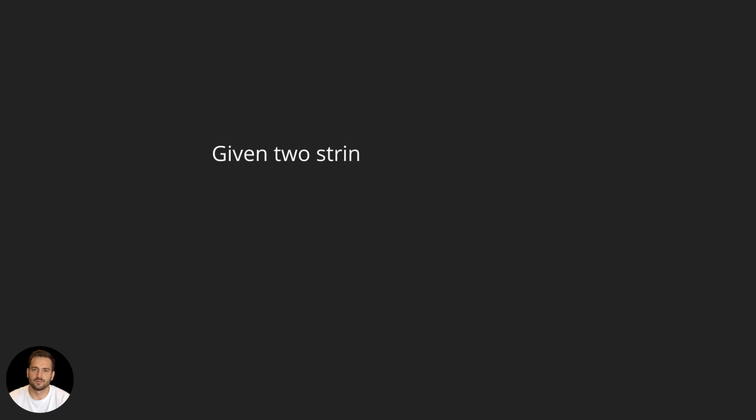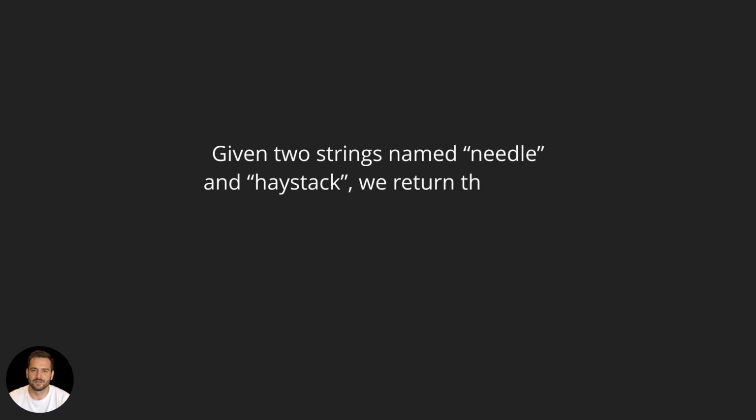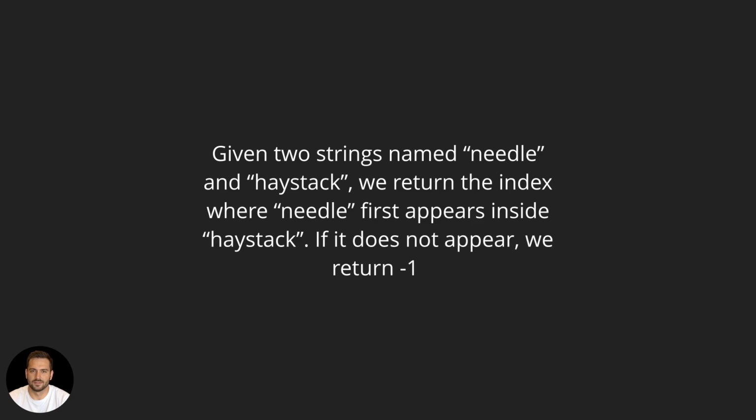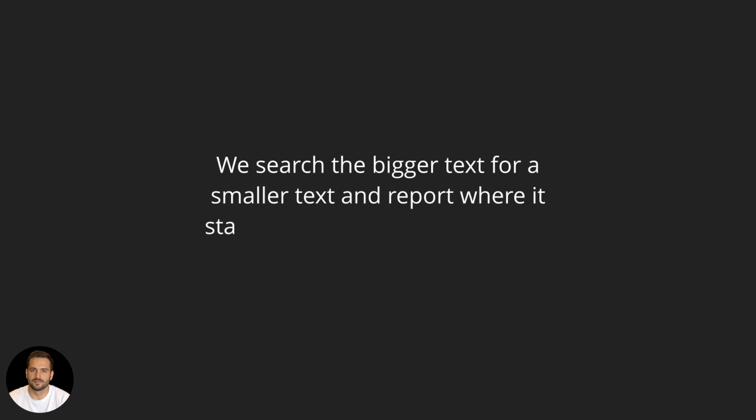So, here's the problem. Given two strings named needle and haystack, we return the index where needle first appears inside haystack. If it does not appear, we return -1. Let's rephrase it in plain English. We search the bigger text for a smaller text and report where it starts. If it is not there, we say -1.